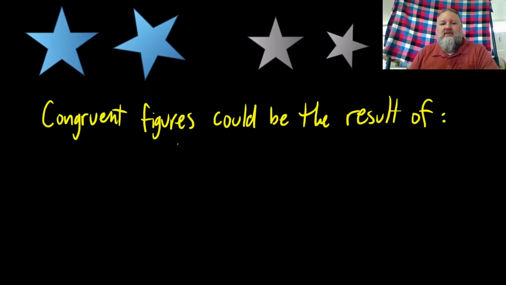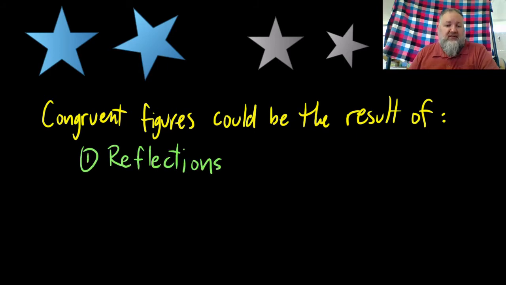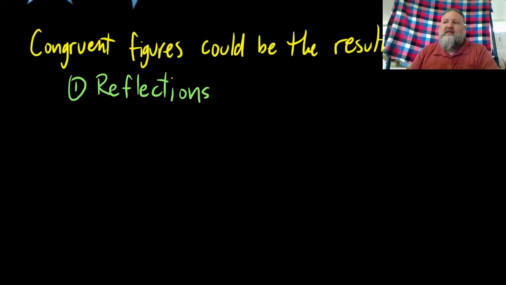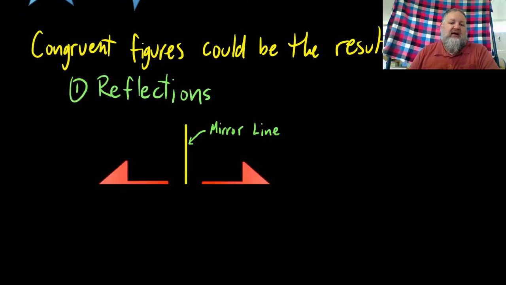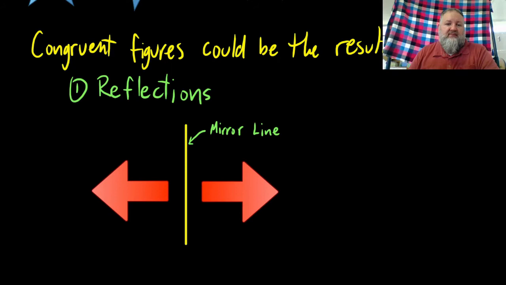So congruent figures can be the result of a couple of different things. The first one being a reflection. We know about this because we've looked in a mirror before. If we have an object in front of a mirror, that little yellow line here is my mirror, I'm going to end up with the arrow that points in this direction, and then in the mirror reflection the arrow seems to be pointing in the other direction. That doesn't really matter, the direction, it's still congruent.